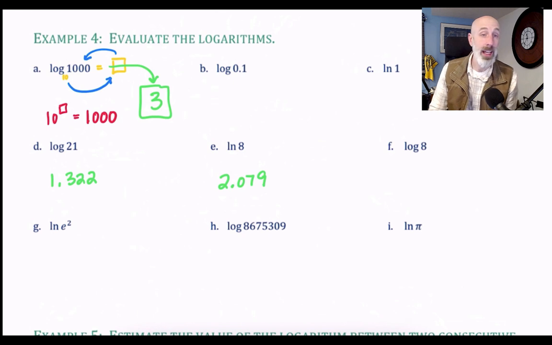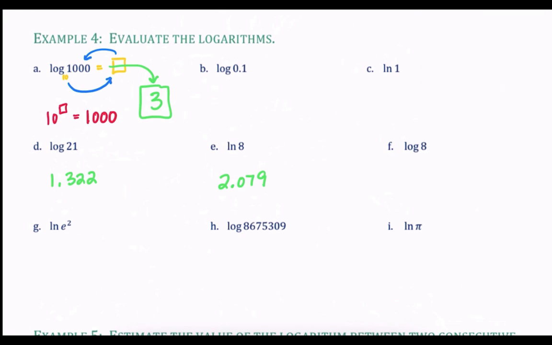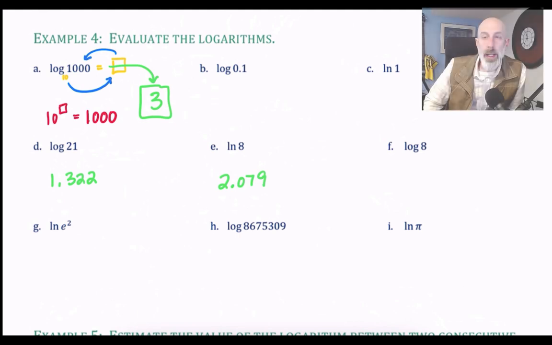Now, once again, I'd like to ask you to attempt the rest of these, Example 4. Some of them are going to be able to be done without a calculator, and some of them you're going to need it. I would like you to try to first figure out which ones you can do without a calculator. I will let you know in a moment, but then when you do need a calculator, go ahead and reach for it. All right, answers incoming.